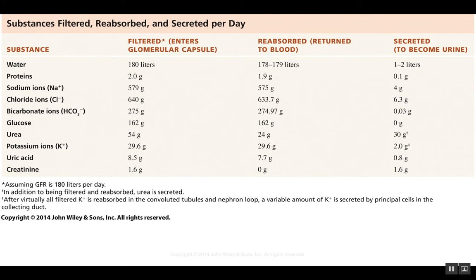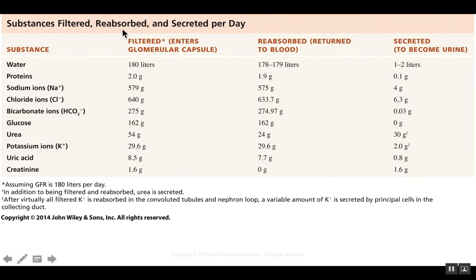I'm going to wrap up the urinary system by looking at 4 tables from your book and reviewing the most important information from these tables. This first table talks about what substances, and when we say substances, those are either going to be water or solutes found in your blood. So, what substances are filtered out of your blood, and that occurs at the glomerular capsule.